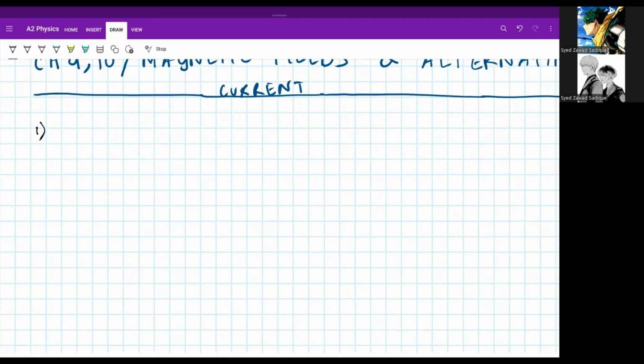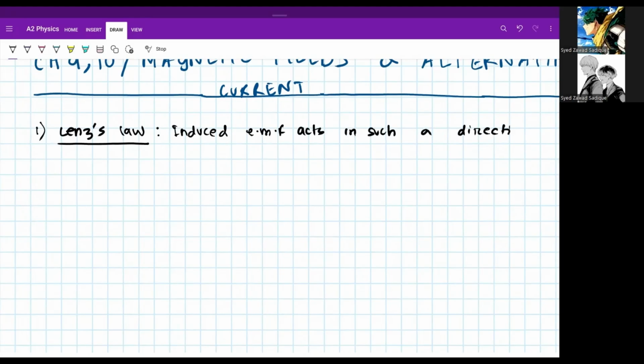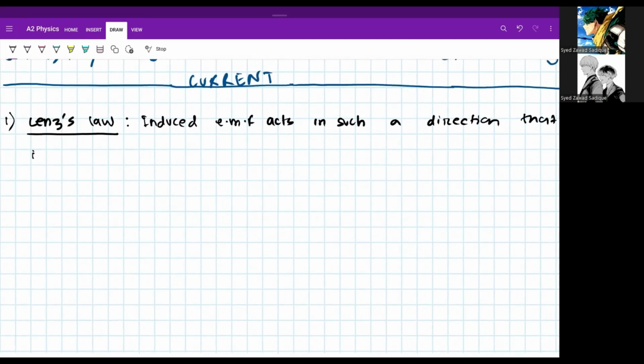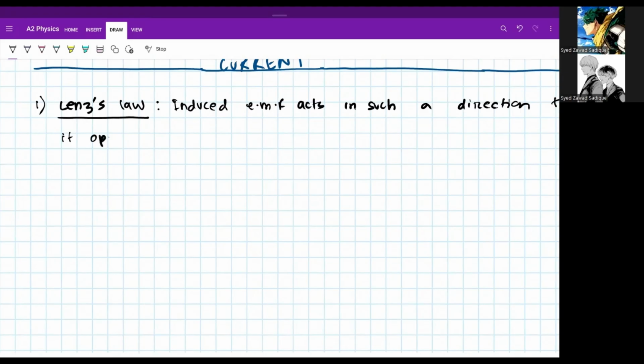Okay, so number one is Lenz's law. So what is Lenz's law? Induced EMF acts in such a direction that it opposes the change causing it.